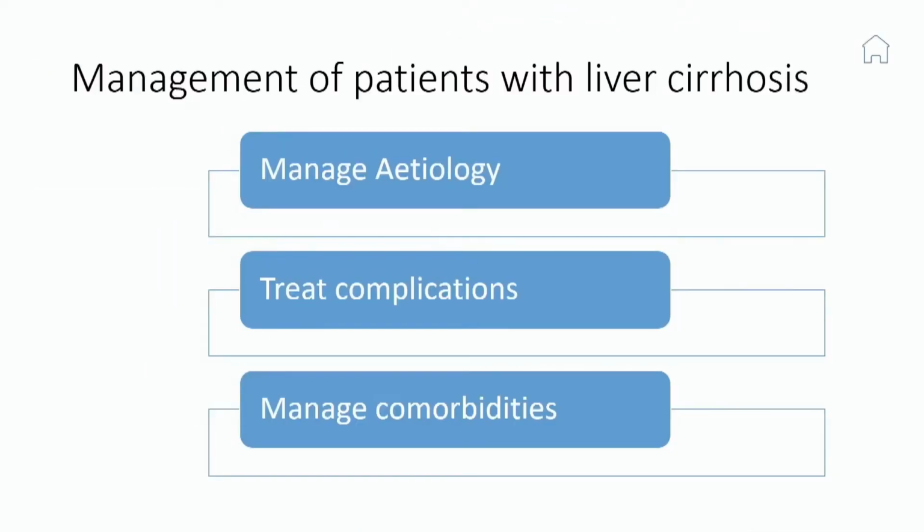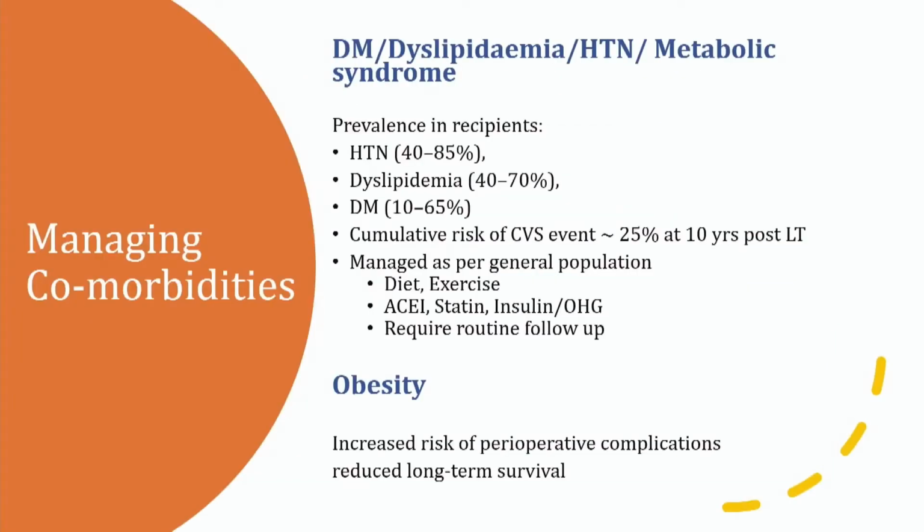How do we manage this patient's etiology and complications? I'm not going to deal with these two. How are you going to manage the comorbidities? We know dyslipidemia and diabetes are common in the general population, and they are also prevalent in transplant recipients as well.